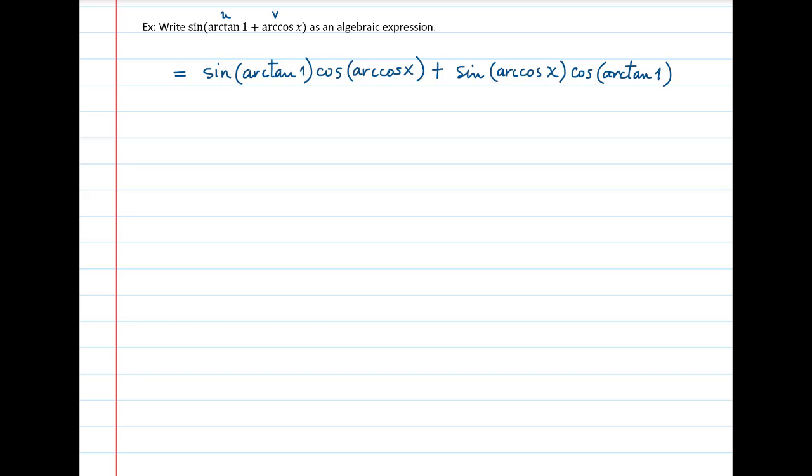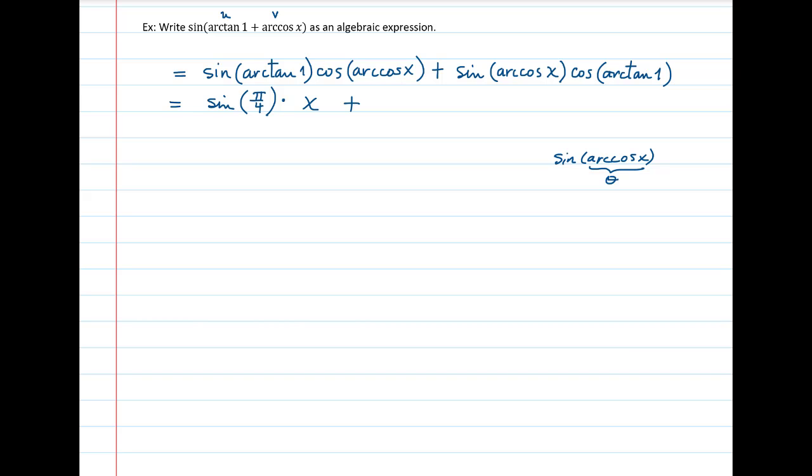All I've done here is apply my identity, sine of a sum, and then we're going to use my trig to simplify. Arctangent of 1 from the unit circle is just pi over 4, and we're going to have sine of pi over 4 times cosine and arccosine cancel each other out because they're inverses of each other, so we just have x there. Plus, for sine of arccosine of x, we're going to need that skill that we learned in a previous chapter to express that as an algebraic expression.